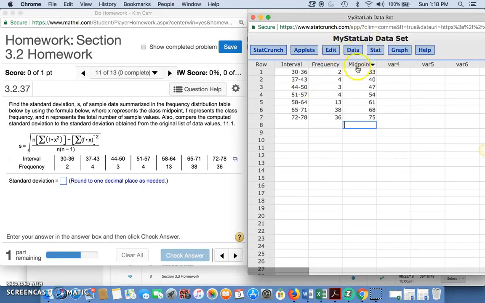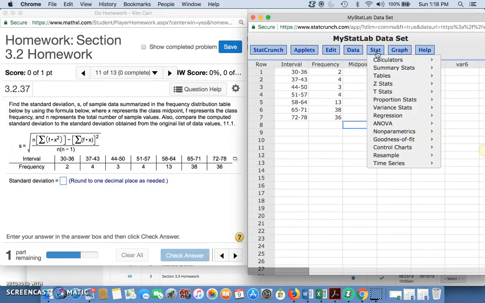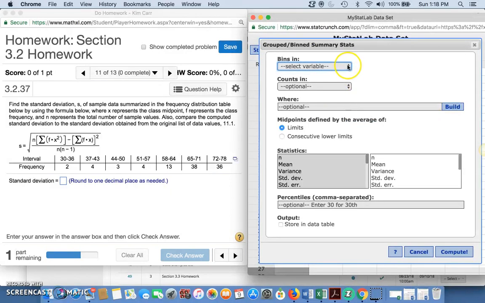Okay, now this is the midpoint, and really it would be nice if it could be in this column, but it's not. Keep in mind, it's just kind of like a weighted mean is what it is. So go to Stat. You want summary stats, and where this differs from just one column, you go to grouped bin data. The bins are going to be your midpoints. The counts are going to be your frequency, and it simply says you want the standard deviation.